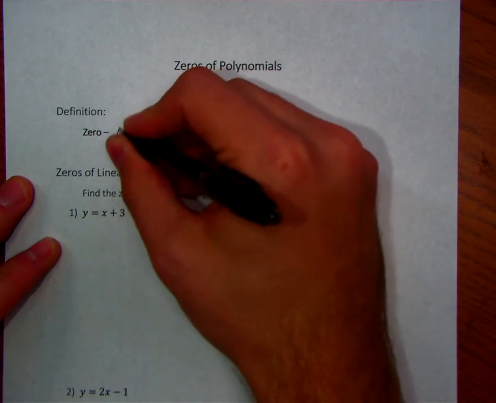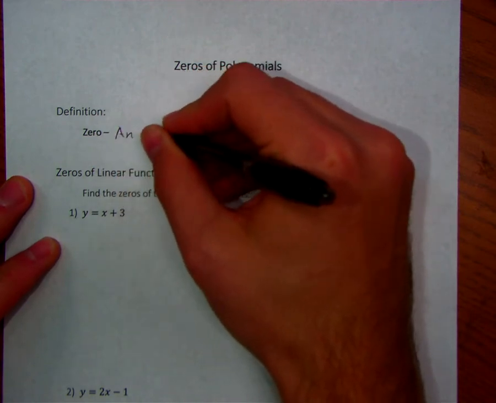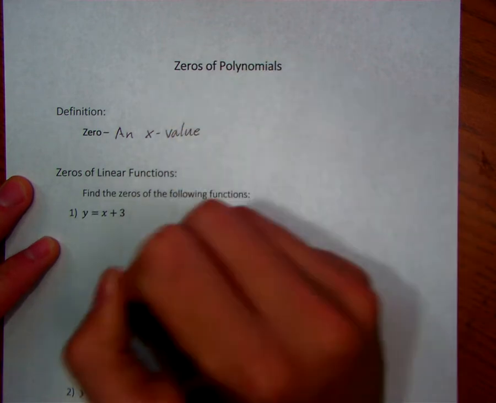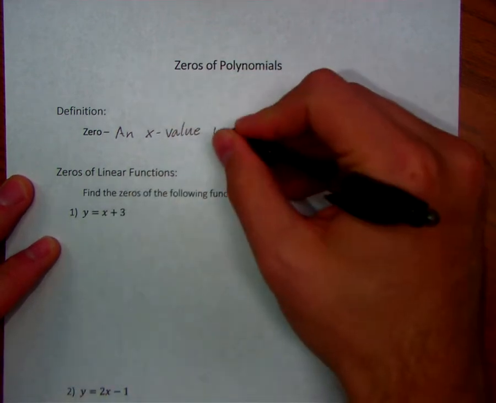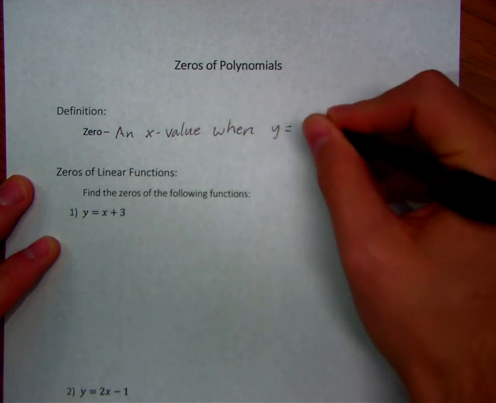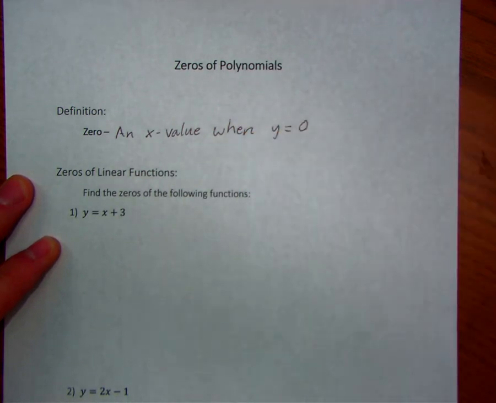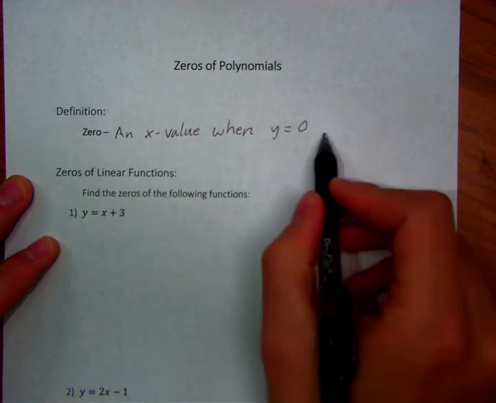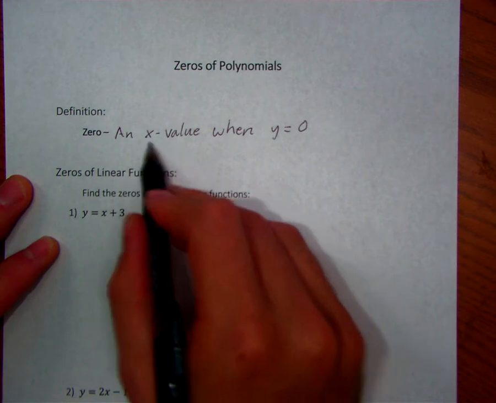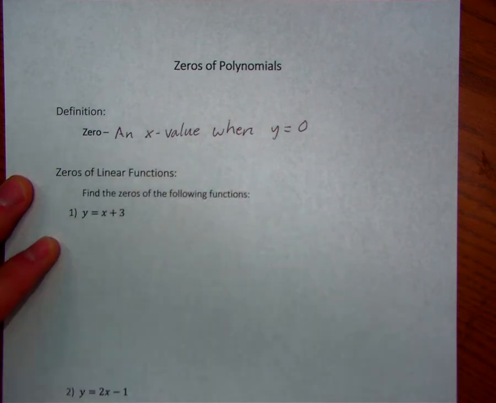A zero is an x value, something that x equals, when y is equal to 0. So when I have a polynomial and y is equal to 0, what is x? Whatever that is, that's my 0. So what does that look like?